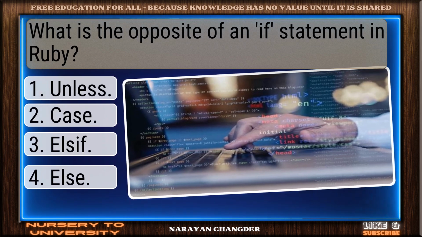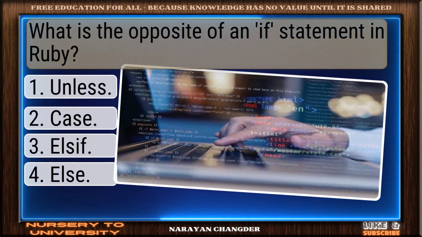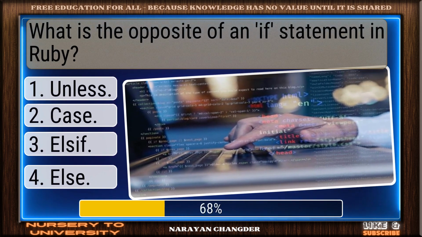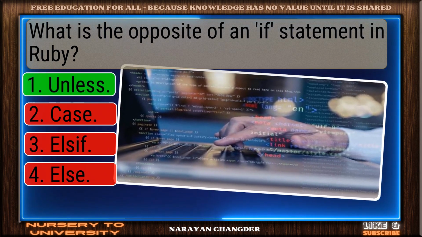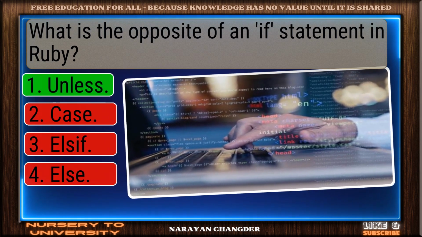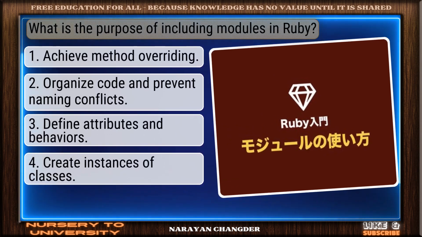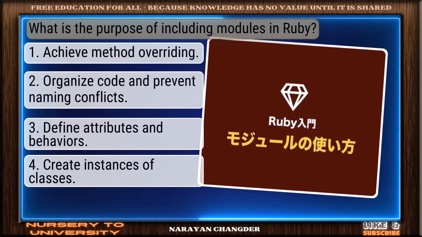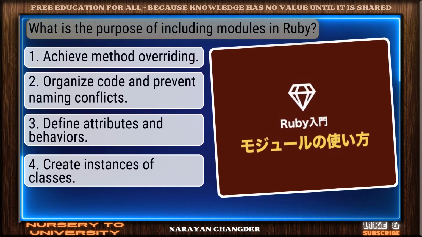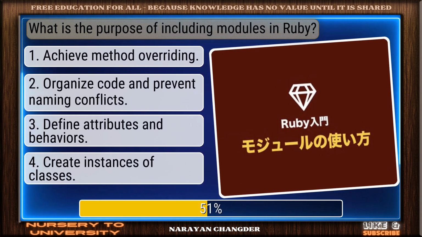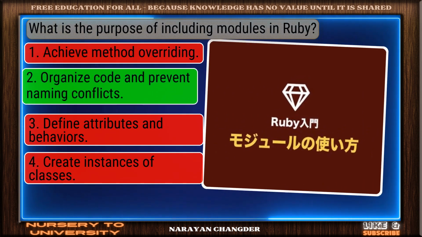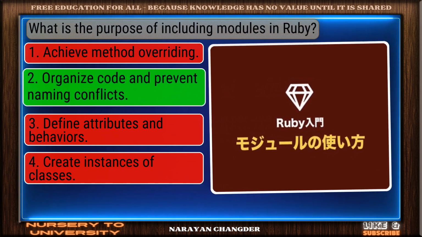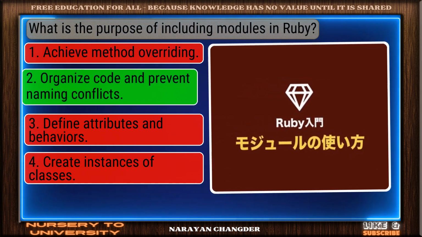Question number 17. What is the opposite of an if statement in Ruby? Clear logic. Your choice, unless, is sound and 100% true. Question number 18. What is the purpose of including modules in Ruby? Well reasoned. Organize code and prevent naming conflicts is the correct choice.